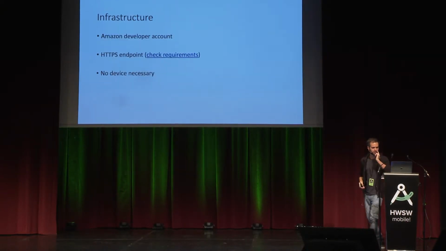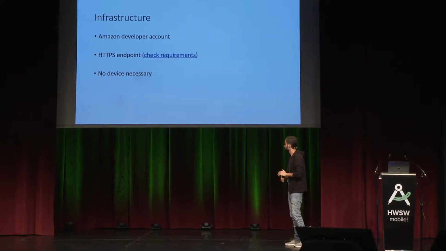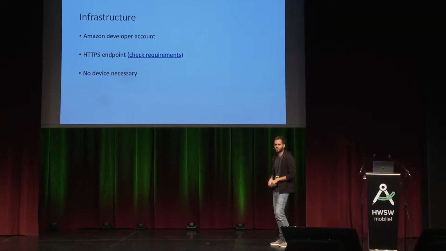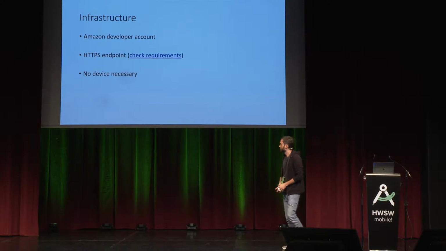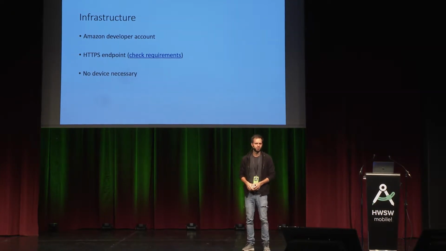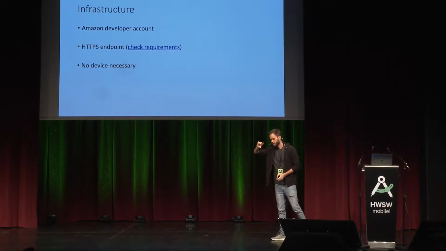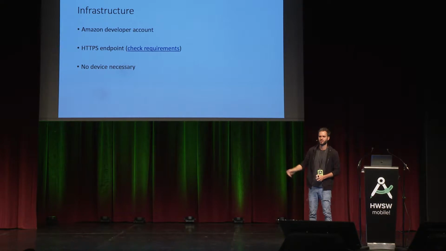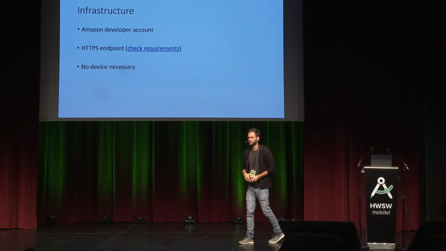So, in terms of infrastructure, what do you need? As mentioned before, you need the Amazon developer account. It's free. You don't need a credit card, that's just for the AWS account. And you need an HTTPS endpoint. I highly recommend using one of the cloud providers, obviously. The integration from AWS with the Alexa framework is really, really good, so you save yourself a lot of trouble.